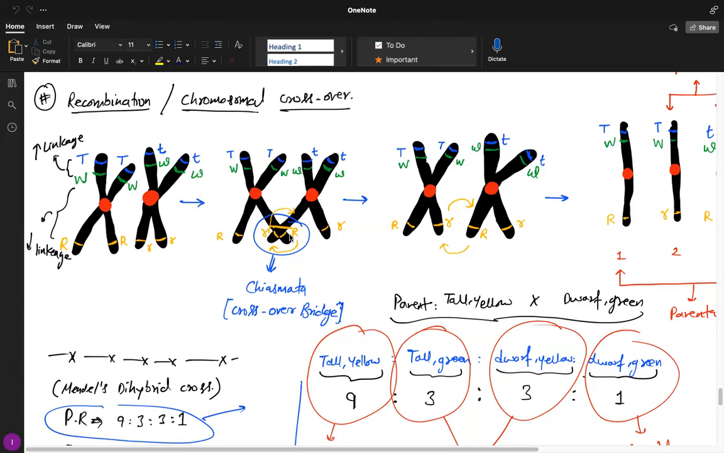Now another question for you people is, can sister chromatids cross over and exchange allele pairs? Technically, theoretically, or it is not possible for sister chromatids to cross over? What do you think logically? There's no right answer here. What do you think? You should not take this much time.